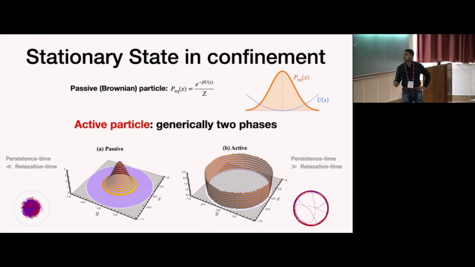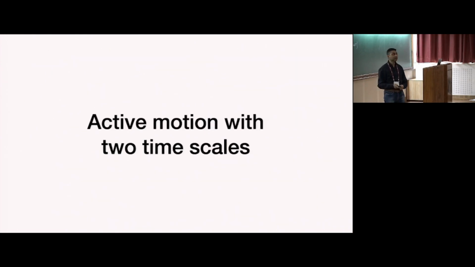On the other hand, if your persistent time is much larger than the relaxation time, this particle keeps going until it cannot move. So what you see is accumulation at the boundary. Therefore, for a given active particle, if you tune the strength of the trap, you will see this shape transition going from a passive-like steady state to an active-like steady state. Okay. So these are the systems where you have one time scale, one persistent time scale.